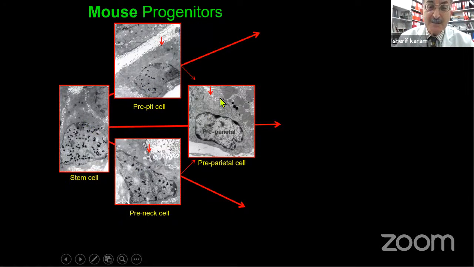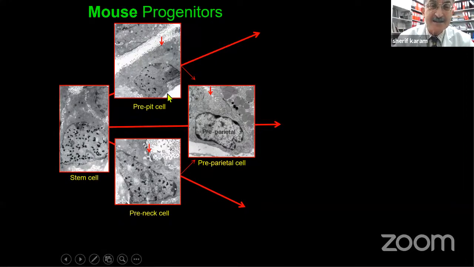Now, if you look carefully at the apical surface of this cell here, that I'm focusing on more than the others, this apical surface has long microvilli, like the microvilli of the parietal cells that I showed you in the diagram. So this is a progenitor of parietal cells. That's why we call them pre-parietal cells.